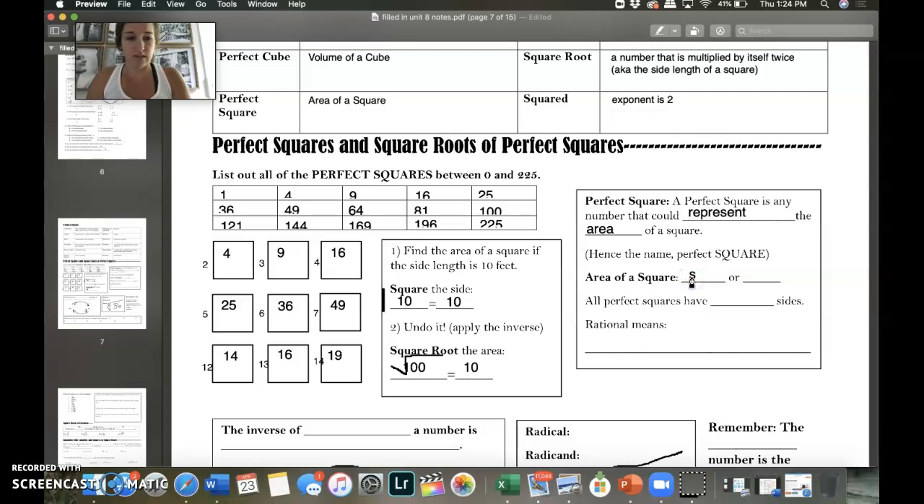The area of a square is side times side, or side squared, which I'm just going to put a 2 there. So side squared, and that 2 should be smaller and up above the s. You know how exponents work, but I don't know how to do it on the computer. So all perfect squares have rational sides, and rational means any number that represents a ratio.